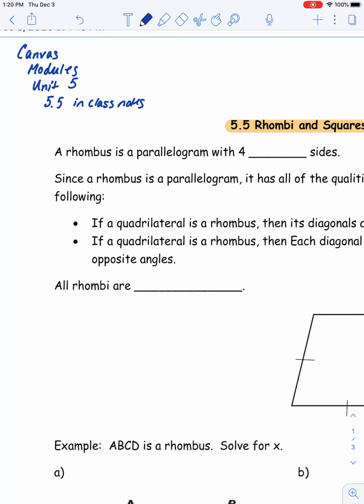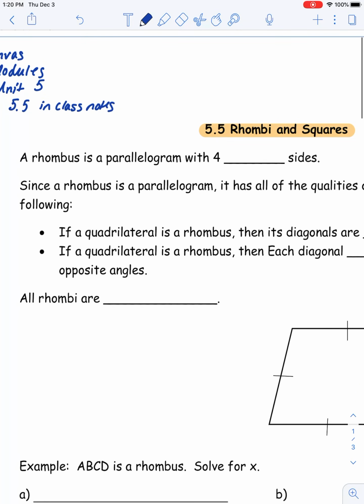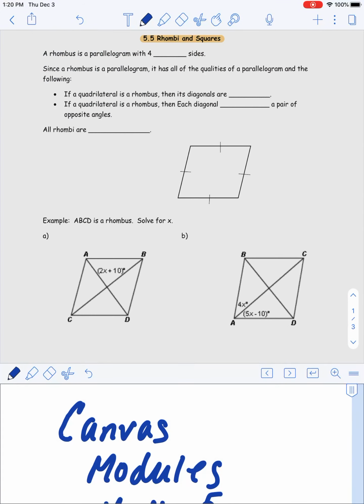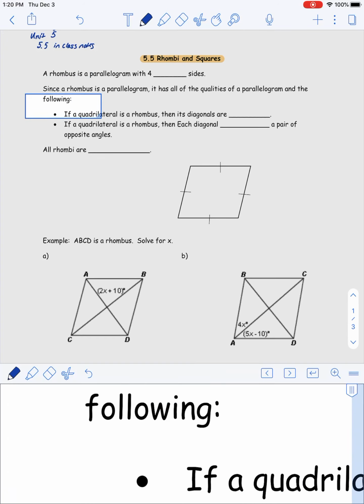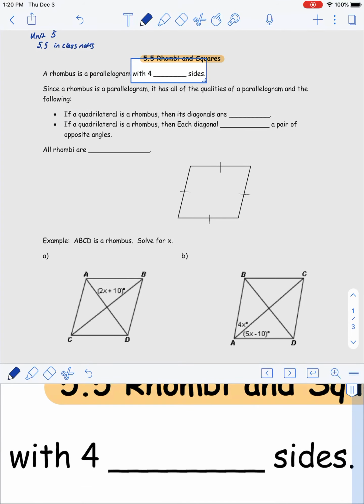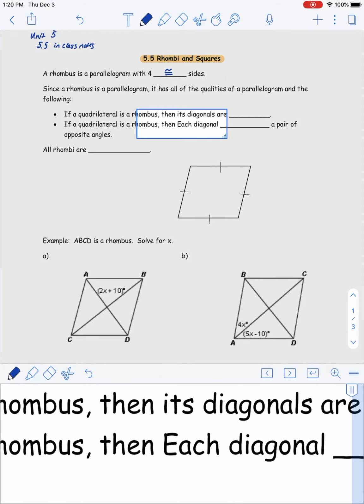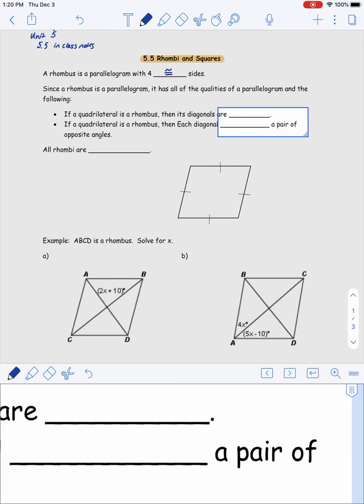All right, so now let's get started. 5.5, rhombi and squares. A rhombus is a parallelogram with 4 congruent sides. So since a rhombus is a parallelogram, it has every quality of a parallelogram plus 2 more.